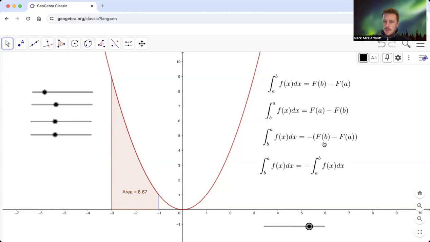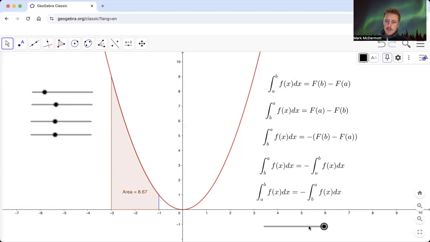But you'll notice that f of b minus f of a, we've already worked out what that was. F of b minus f of a was the integral from a to b of f of x dx. So I've just replaced f of b minus f of a with the integral from a to b of f of x dx. And we're going to put the negative out the front as well.